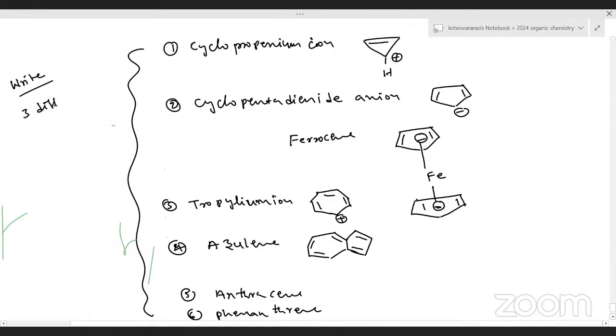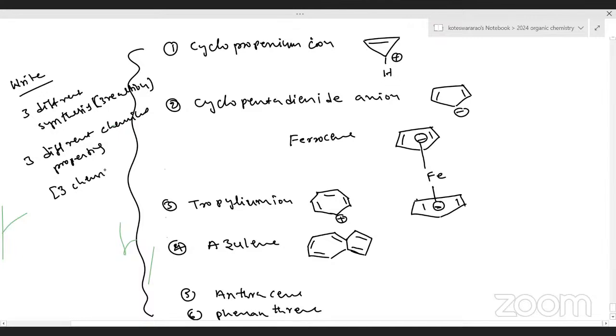For all these 6 molecules, what you need to do is write 3 different syntheses. That means 3 reactions. For every molecule, you need to prepare 3 different chemical properties, that means 3 different chemical reactions, along with how it shows aromaticity. You need to learn that, which is explained in the physical properties.